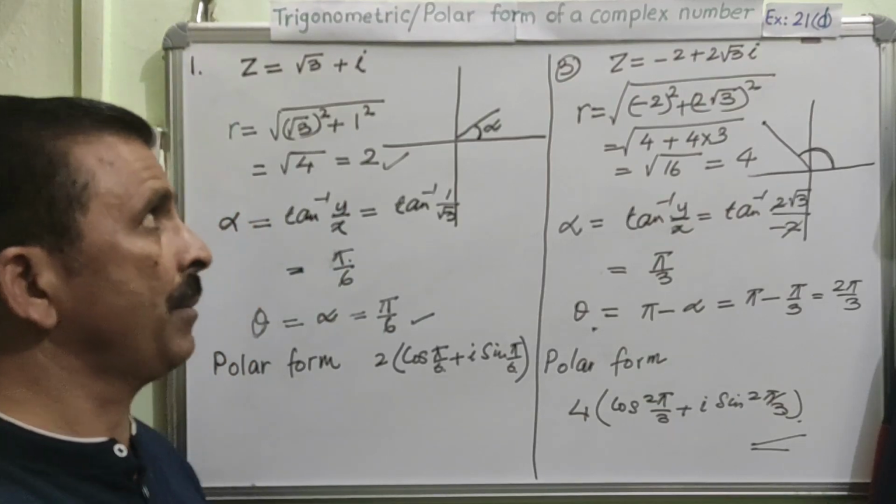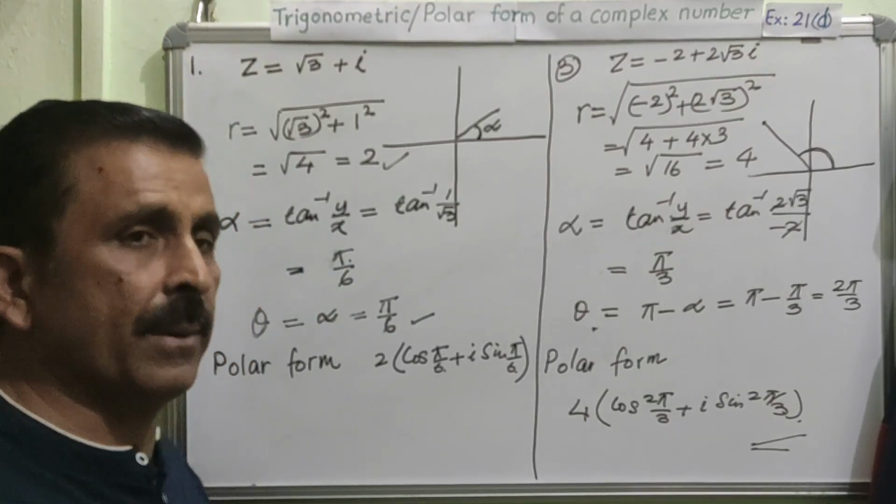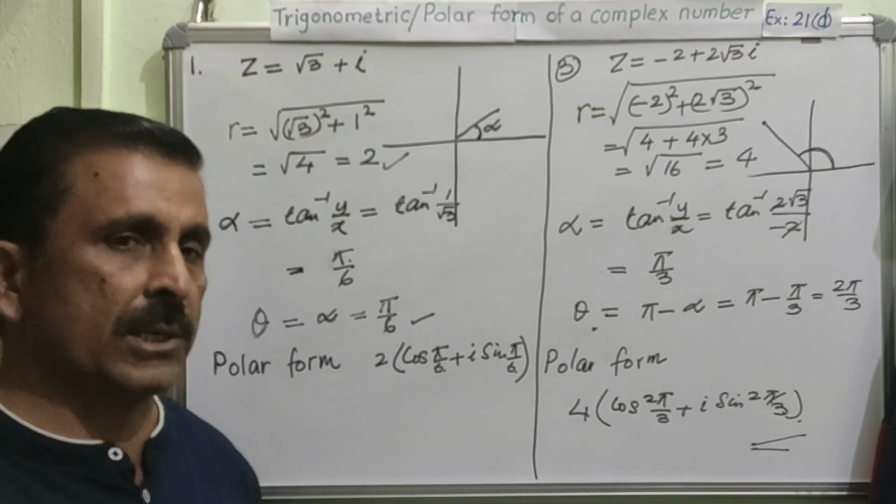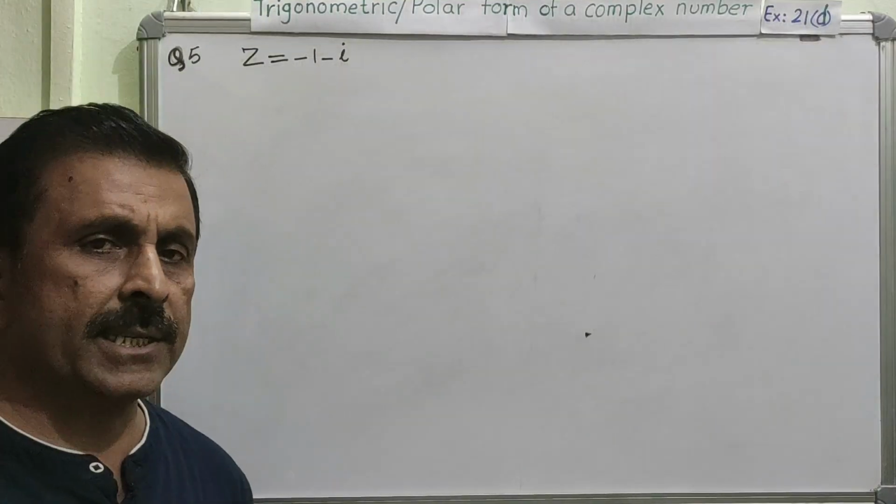Hope you have understood and got the basic idea of how to write the polar form of a complex number. We'll continue with a few more questions. Let's take a few more questions.